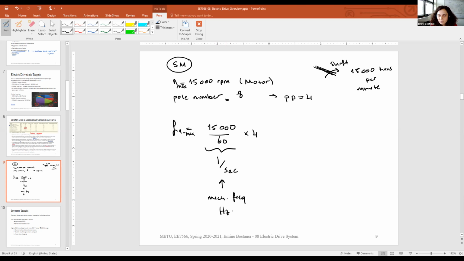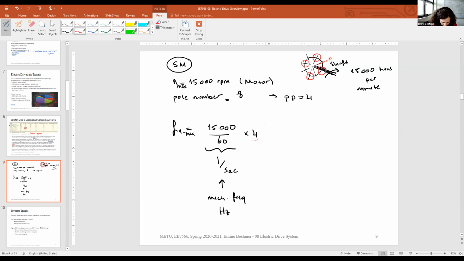We need to multiply it by 4 because as the shaft rotates once, the magnetic field in our electric machine is going to rotate 4 times. In an 8-pole machine, we are going to have one circulation here, another here, another here, and another here. We are going to have in total 4 north poles, so for example this is one of the north poles, and 4 south poles. Therefore, we need to also multiply it by 4 to get the electrical frequency.